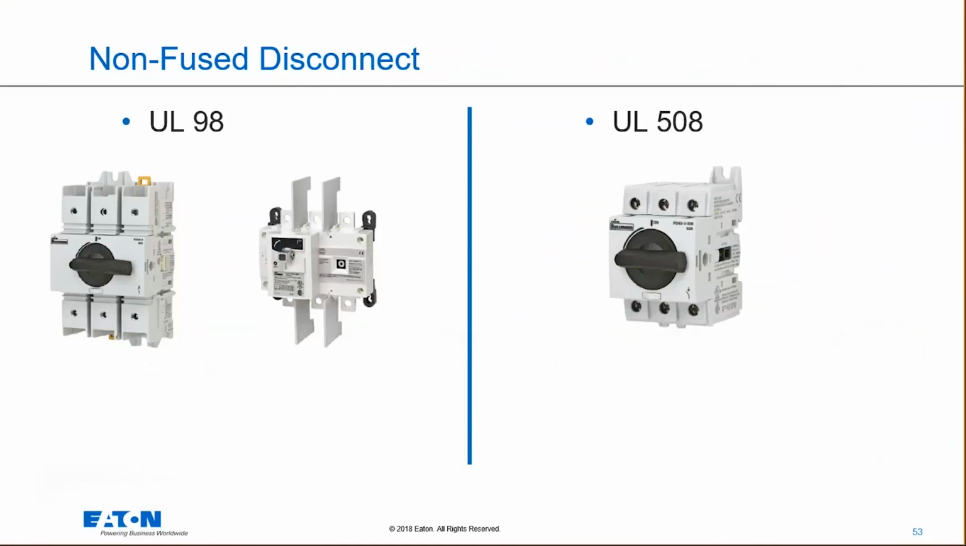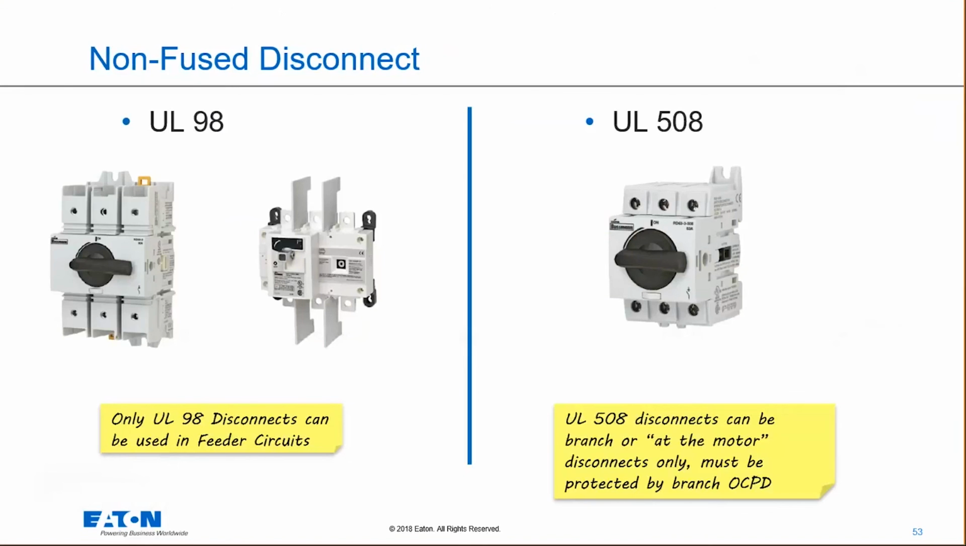So when we are looking at non-fused disconnects, there are two types out there, and I want to make sure you're aware of UL98 versus UL508. UL98 disconnects can be used in feeder circuits as well as branch circuits. They have the spacings required for feeder circuits, and any device that can be used in a feeder circuit can be used in a branch circuit. So just be aware of that, because they're typically more heavy duty than what you would see in a branch.